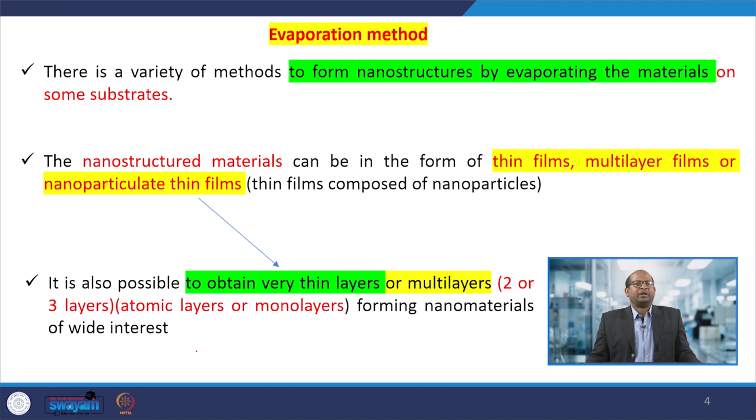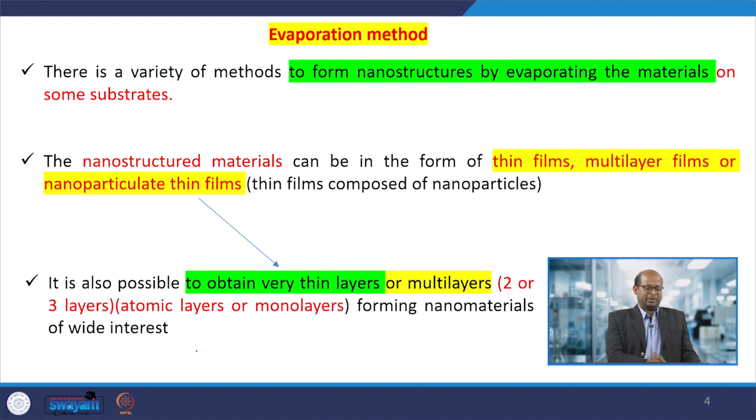I said there is a variety of methods that form nanostructures by evaporating, and what we are going to discuss today is the evaporation method. Through evaporation, the target materials would be evaporated out with the source of some heat or other means. That will be deposited on a particular surface where we need to deposit that material, in the form of films or maybe in the form of nanoparticles.